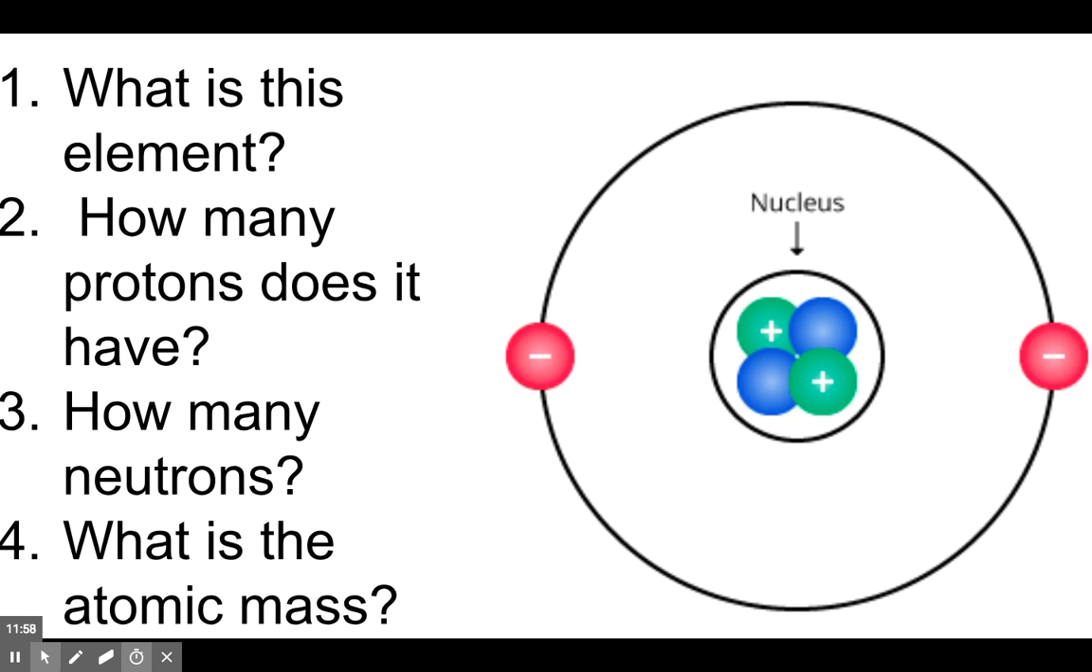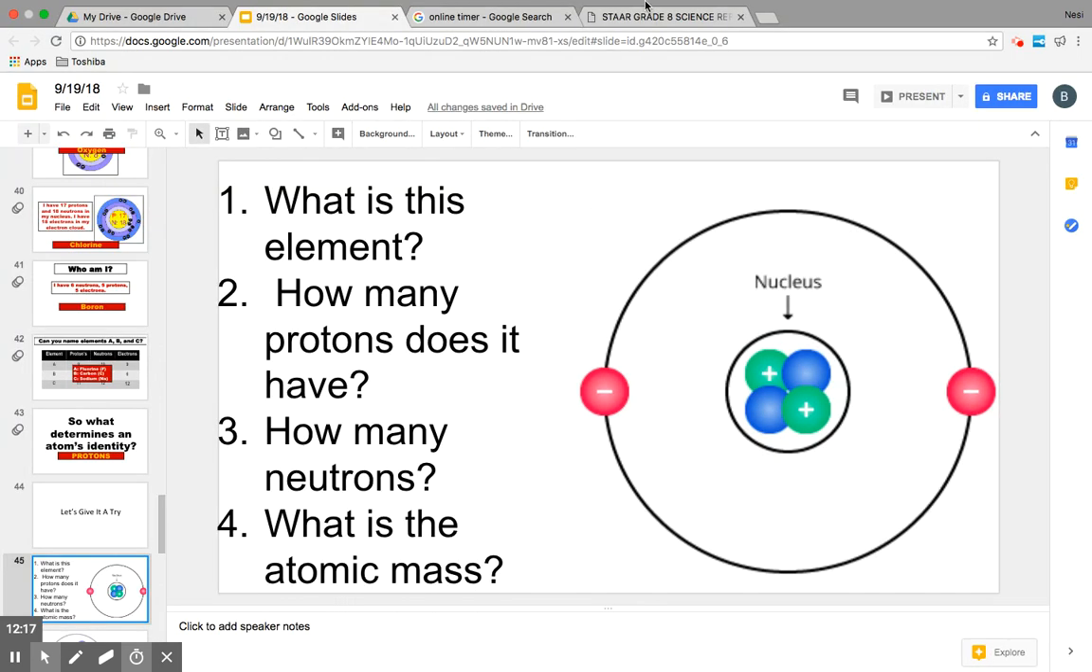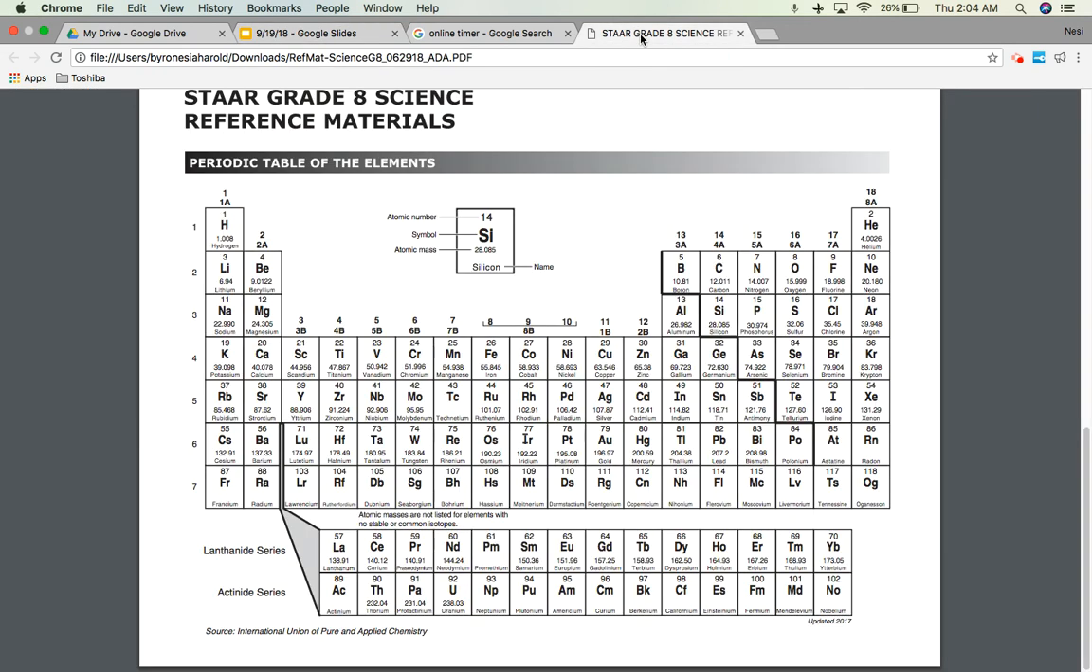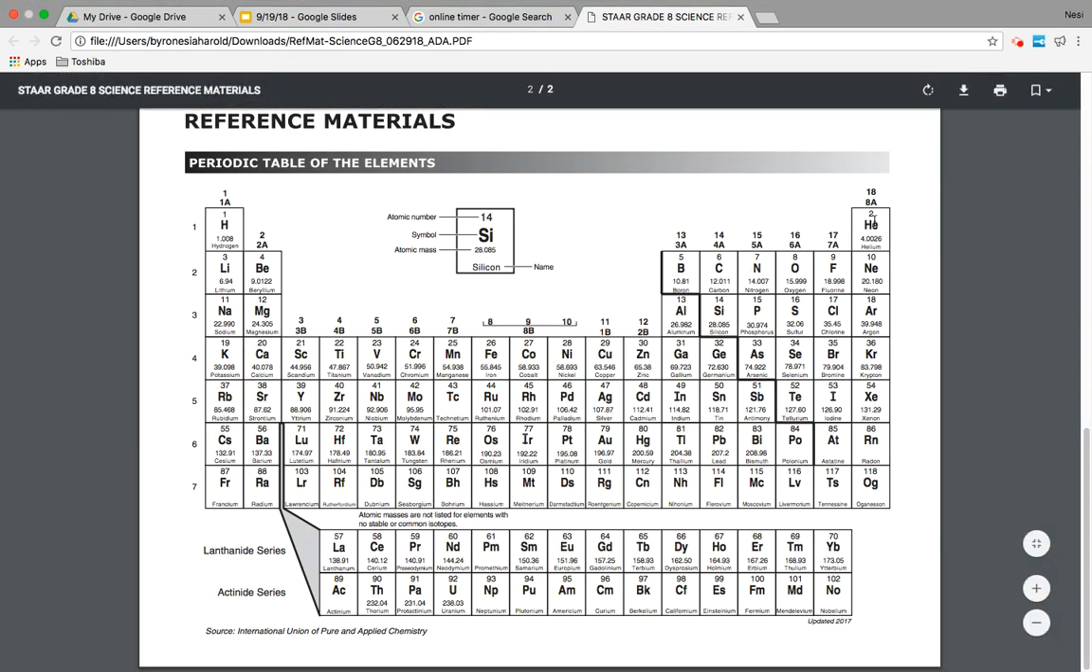Okay, so I'll do this one with you. This element has 2 protons, which means its atomic number is 2. So this element is helium. Or you can just go to your periodic table, of course, and see that atomic number 2 is helium. The number inside the box, not the number at the top.